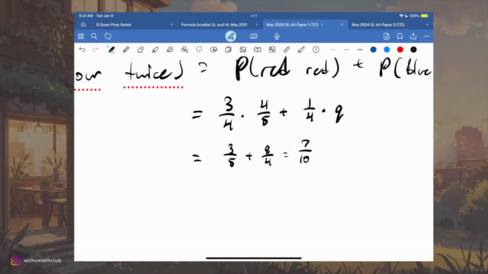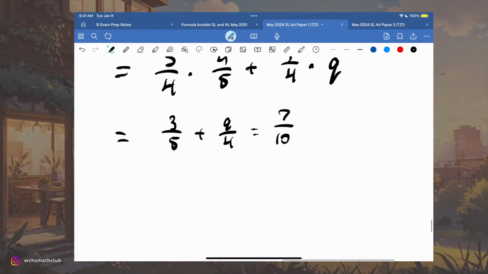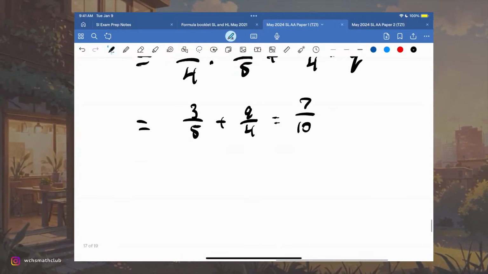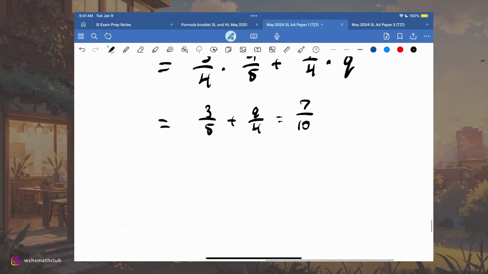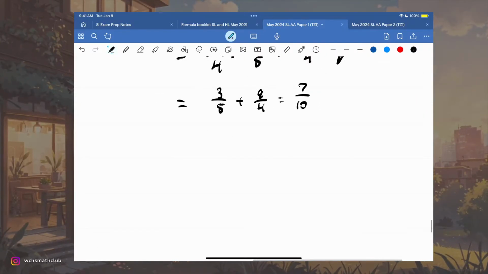Great, now you're going to simplify this like you do any other algebra equation. You're going to look for the least common multiple of the denominators. So we see 5, 4, and 10. LCM is going to be 20. Now we're going to multiply every single fraction by 20.